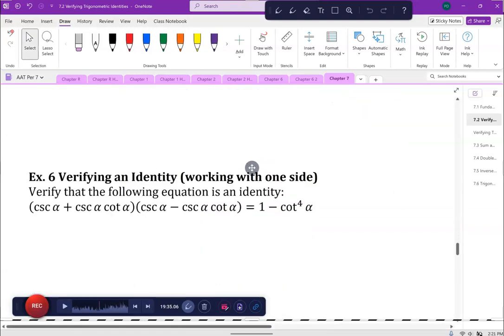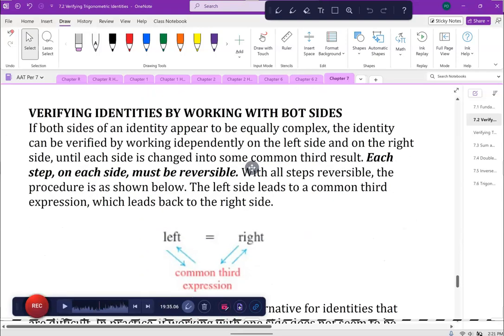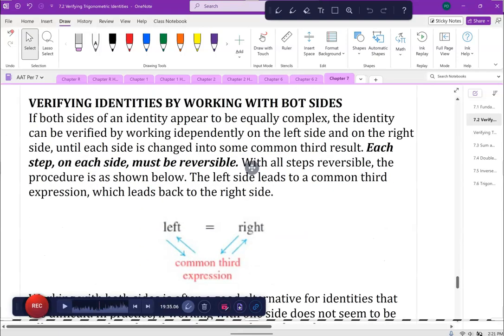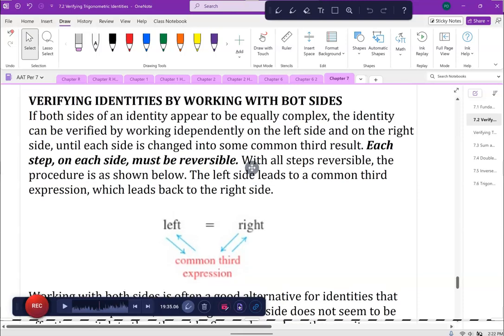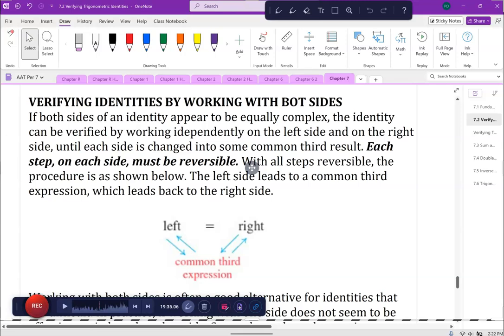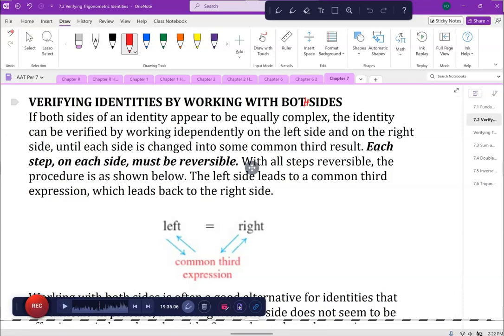I'm going to jump ahead to working on both sides. And we're just going to do one. We'll work on both sides on one, and then we'll save the rest of these for class. So verifying identities by working on both sides. Sorry for the typo. We did this a little bit in one of the earlier ones that I showed you. You could work on either side, but here's kind of how it looks.